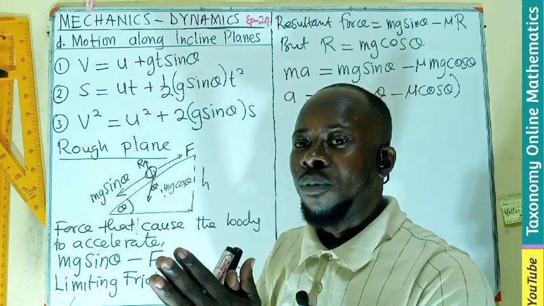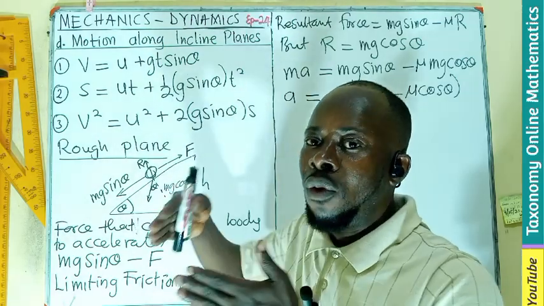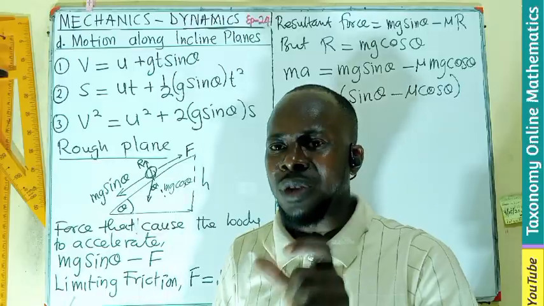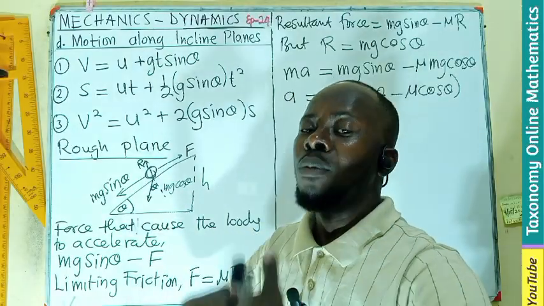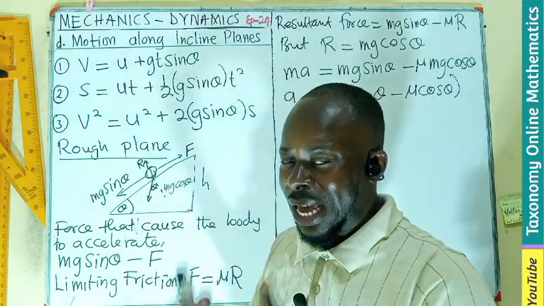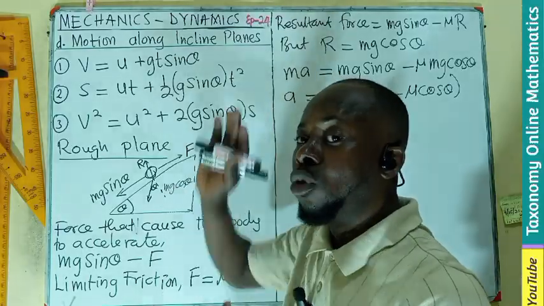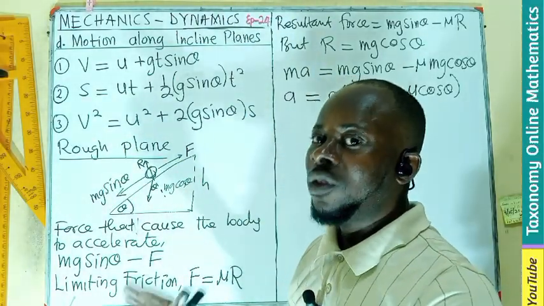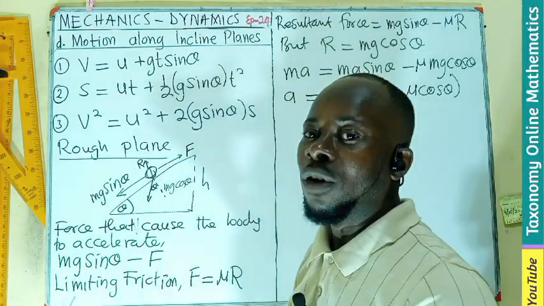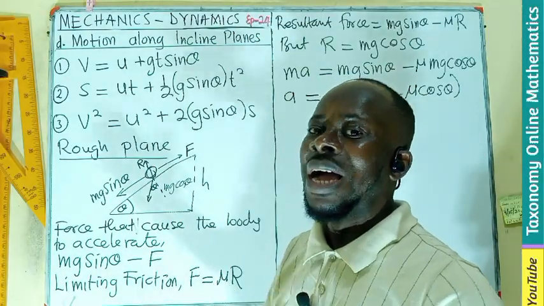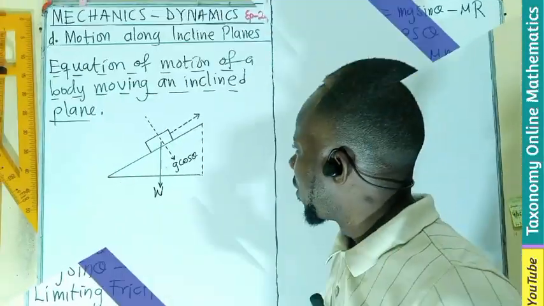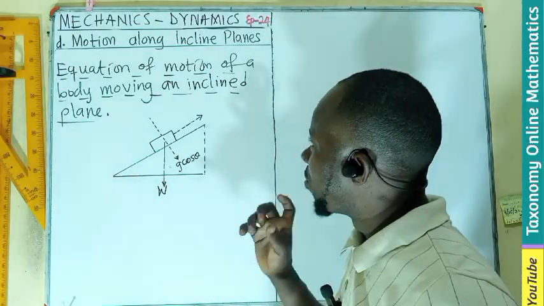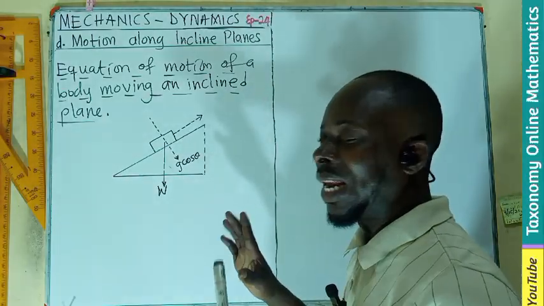So those are the equations of motion of a body moving down the plane. What happens when the body is also moving up the plane? And this we will consider only the smooth movement. I will not consider the rough plane, I will consider the smooth plane. So let's clean and start all over again for a body moving upward the plane. Okay, so now let's see. Equation of motion of a body moving up an inclined plane.